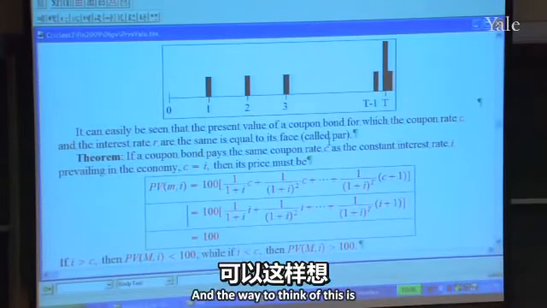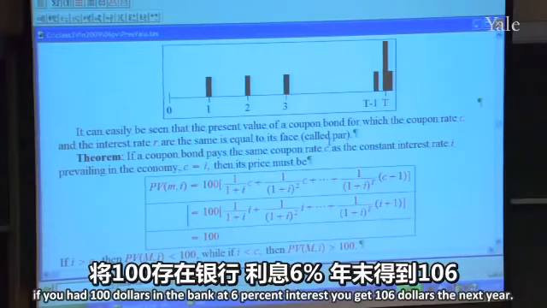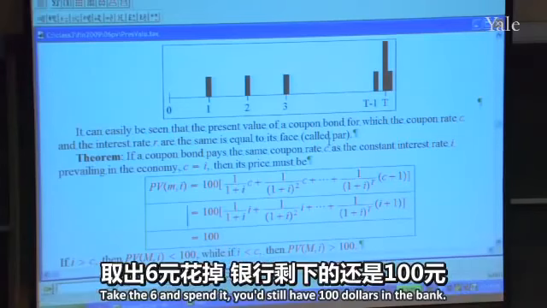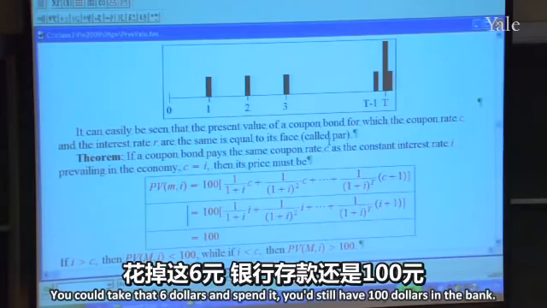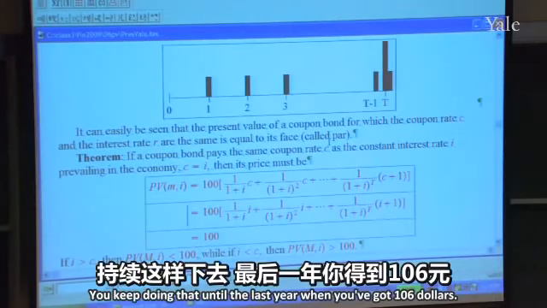And the way to think of this is if you had $100 in the bank at 6% interest, you could get $106 the next year, take the 6 and spend it. You'd still have $100 in the bank. That would give you $6 again the next year. You could take that $6 and spend it. You'd still have $100 in the bank. You keep doing that until the last year when you've got $106.